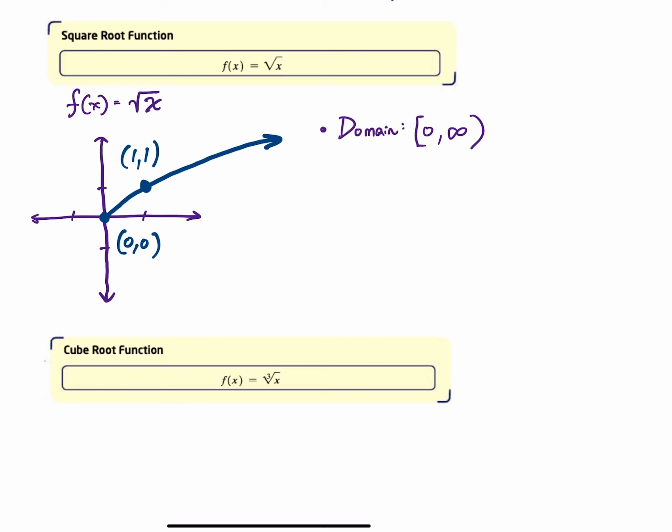And similarly for the range, the function starts at 0 and goes off to positive infinity. So no output would be negative for the square root function. It is neither even nor odd. Don't see any symmetry there. This also has an x and y intercept at the origin.